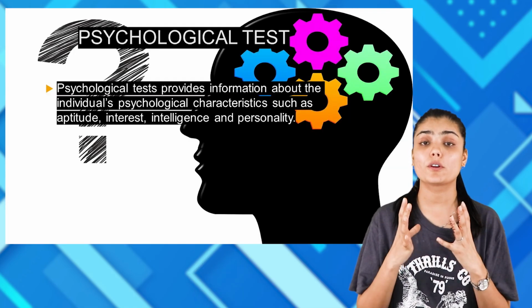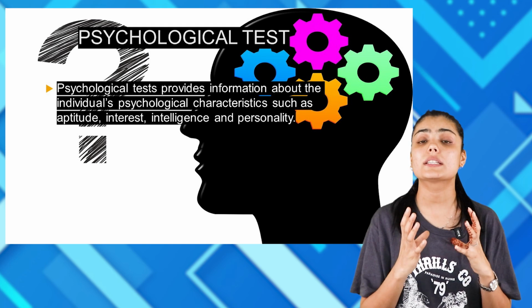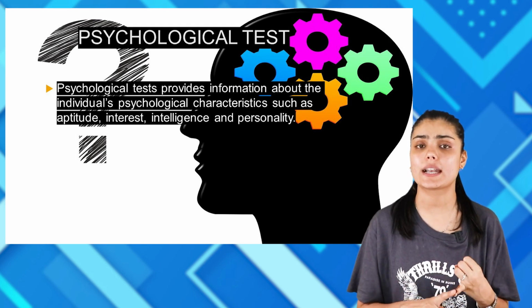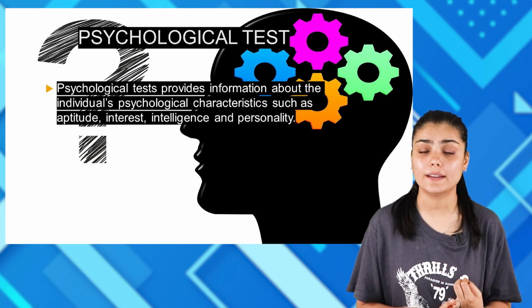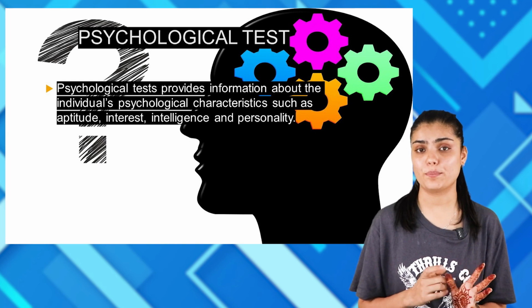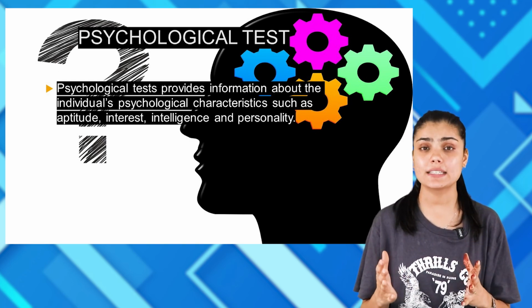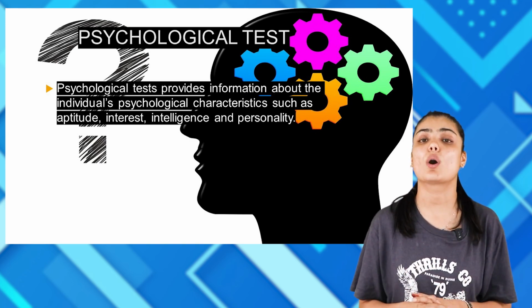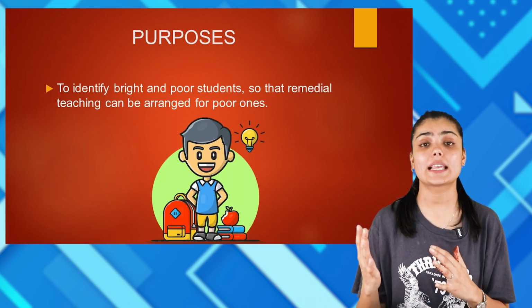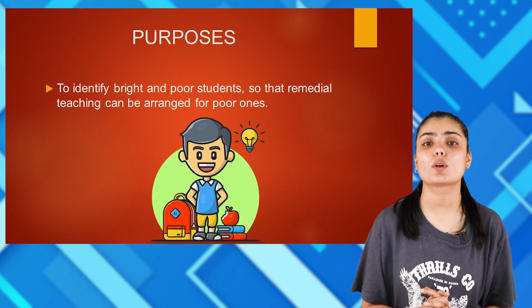Let us now see the various psychological tests. Psychological test provides information about the psychological characteristics of an individual, such as their aptitude, their ability, their interest, their intelligence, and their personality. There are different personality tests that can be used in the process of counseling. Let us see what are the different purposes of psychological test in the process of counseling.